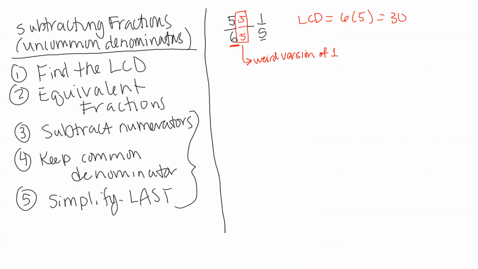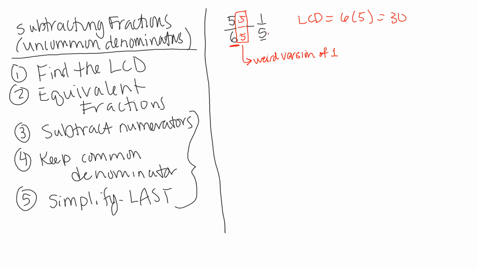So what we're doing is we're multiplying 5 over 6 technically by 1. Recall from way previous videos, multiplying by 1 doesn't really do anything. So we're not changing the value of 5/6, we're simply changing the appearance of 5/6. Okay, so then we do the same thing for 1/5.